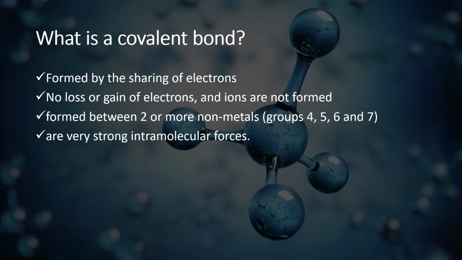So what is covalent bonding? It is a type of bond that is formed by the sharing of electrons to complete the outer shell. In contrast to ionic bonding, there is no loss or gain of electrons and ions are not formed. Covalent bonds are formed between two or more nonmetals and they are very strong intramolecular forces.